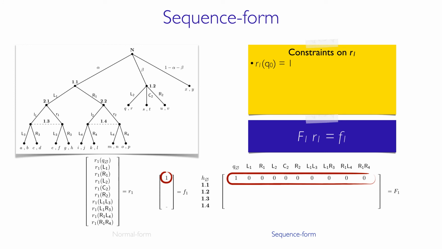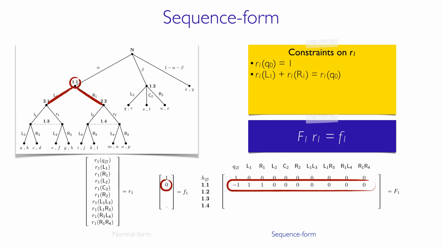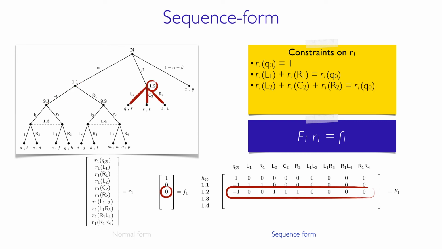Now let us build sequence form constraints for player 1 realization plans. As usual, the empty sequence must be assigned probability equal to 1. At information set 1.1, the empty sequence enters while the sequences L1 and R1 exit. At information set 1.2, we have an analogous situation where sequences exiting the information set are L2, C2, and R2.